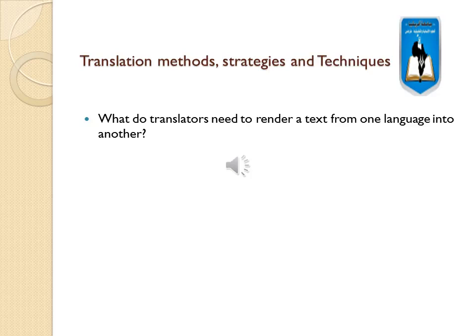Let's check Newmark. What did Newmark say? He uses the term method in referring to the general approach or mode adopted by the translator in dealing with the source text as a whole. So for instance, you're given a certain text and you're asked to render it into the target language. Of course, as a professional translator, you're going to follow certain steps to render the text well into the target language. So all the steps you've taken are called methods. Is it clear now? Or procedures.